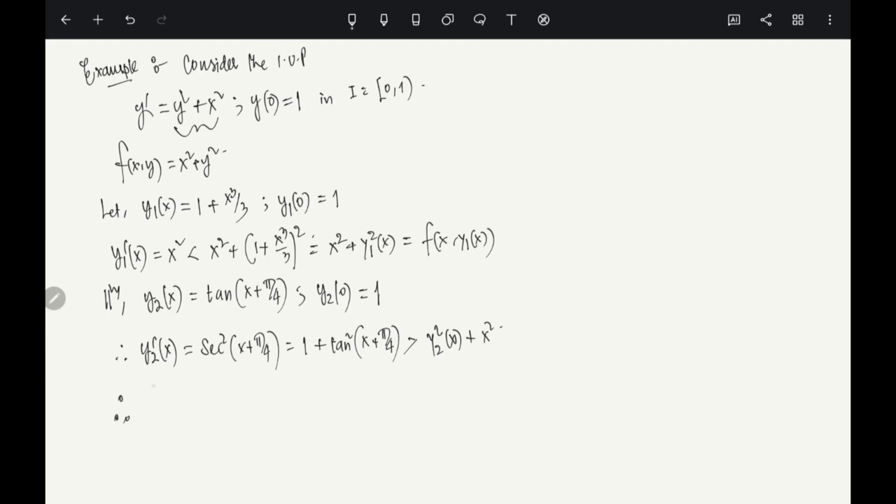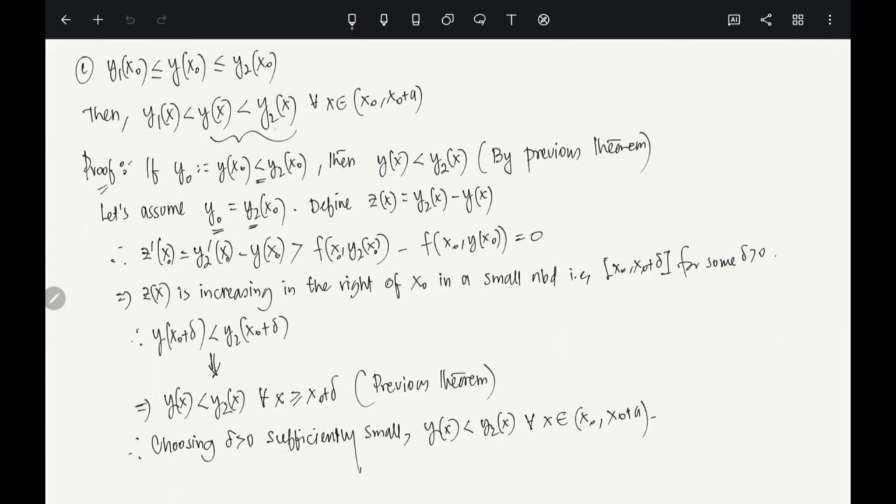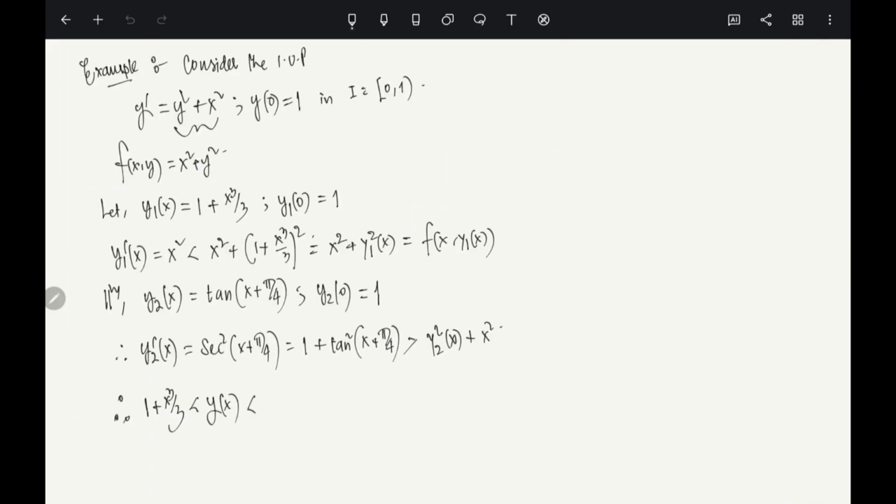Therefore you have that 1 plus x cube by 3 is dominated by y of x. Why? Because of this theorem. In this case y of x dominates y1 and is dominated by y2, that is tan of (x plus pi by 4). And this holds for all x between 0 and not till 1 but pi by 4, because I have this tan, so up till tan 90 it will hold. So essentially x lies between 0 and pi by 4. In this interval you can actually get that there is this upper bound and lower bound.